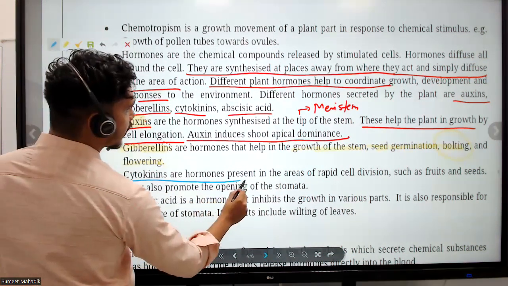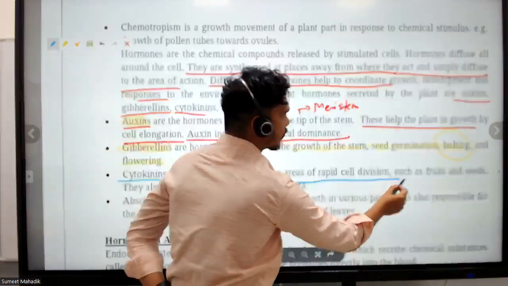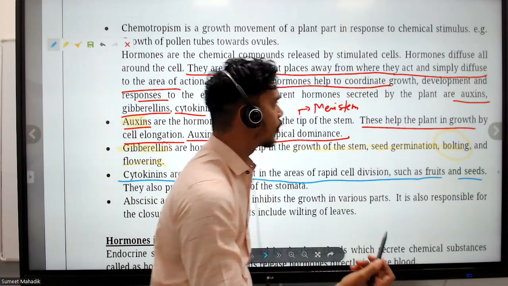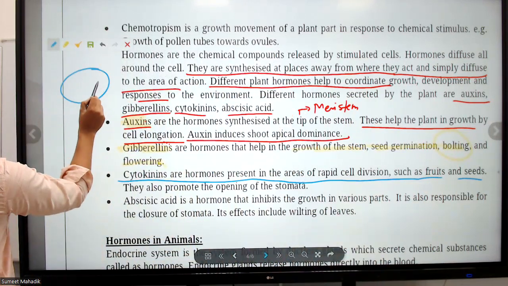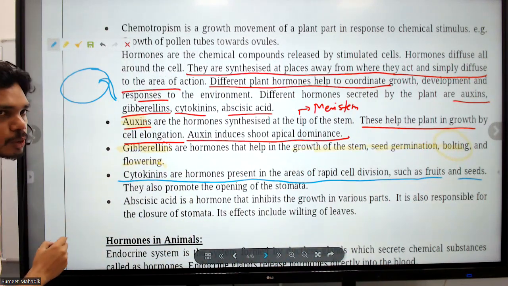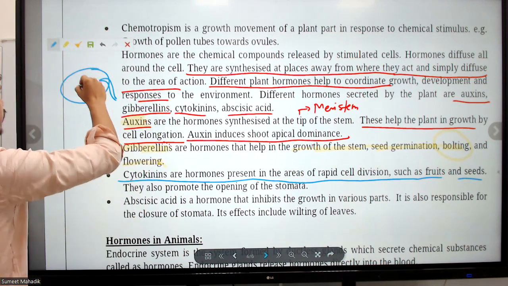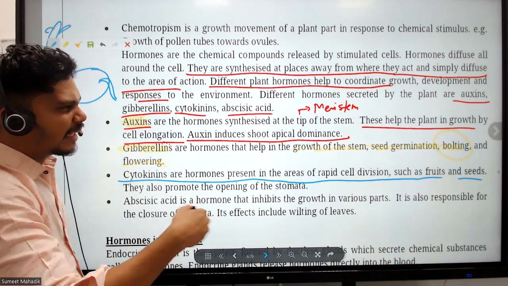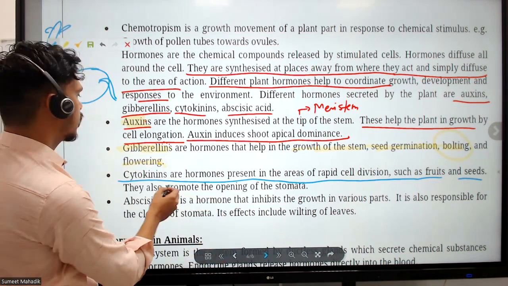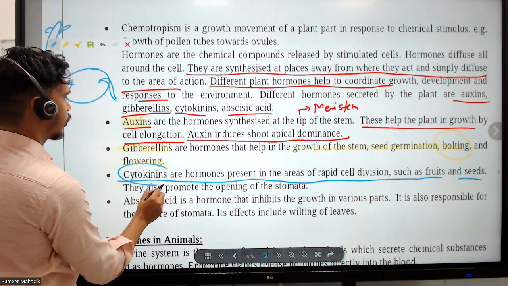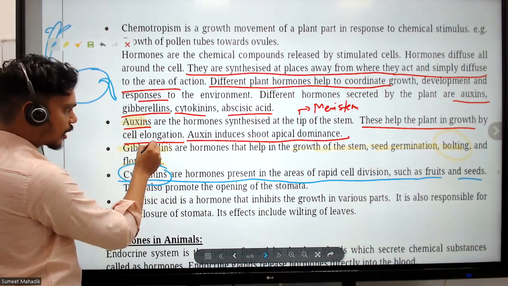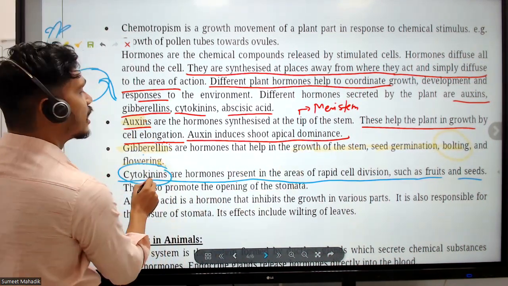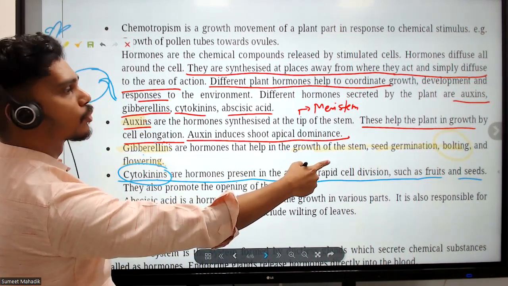Cytokinins are the hormones present in the areas of rapid cell division. Who requires rapid cell division? Fruit and seed. From the seed, first the radicle has to be formed, then the shoot will come, right? Yes or no? So they need rapid division of the cell. Who is responsible? Cytokinin. Auxin for cell elongation, gibberellin for growth of the stem, seed germination, and flowering, cytokinin for rapid cell division in fruit and seeds.